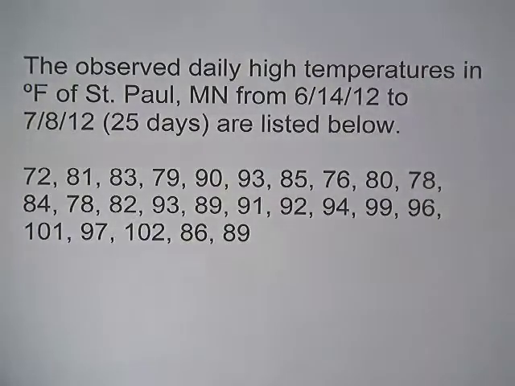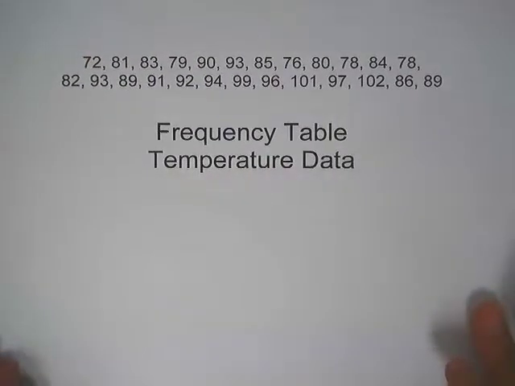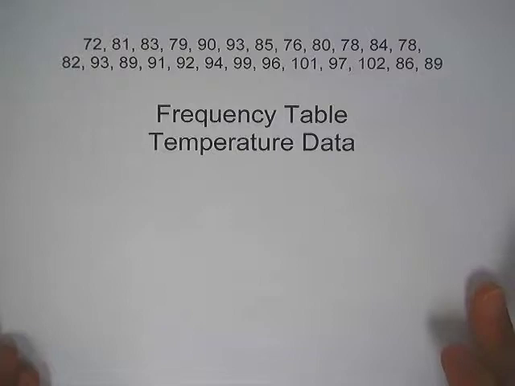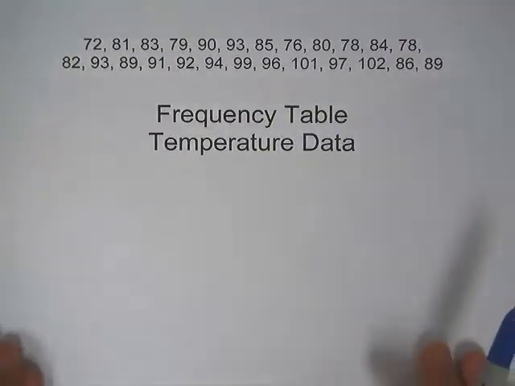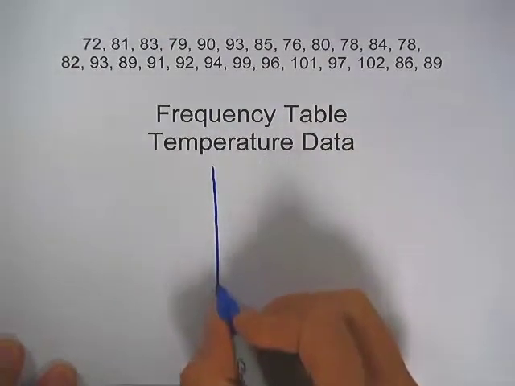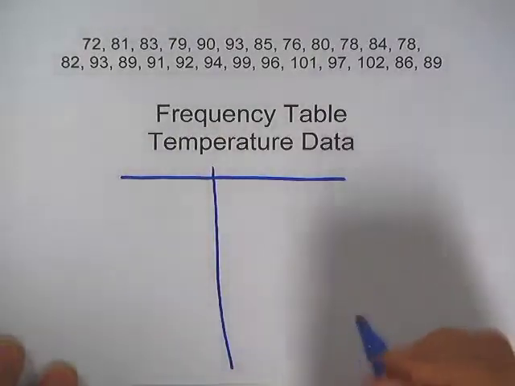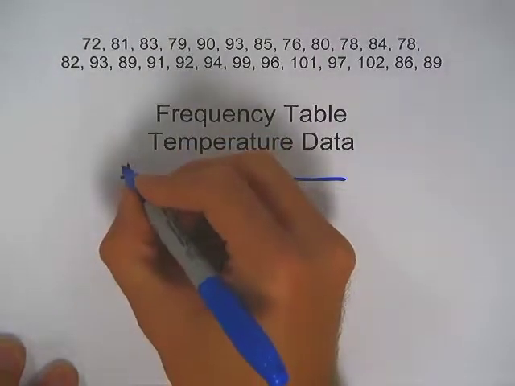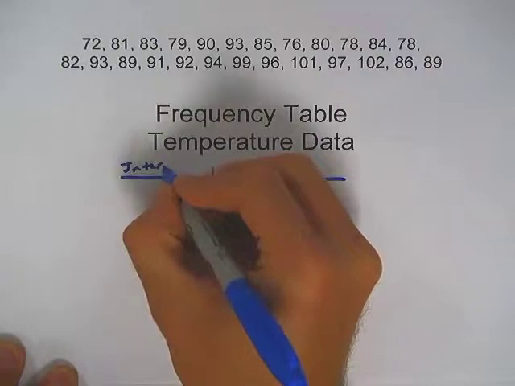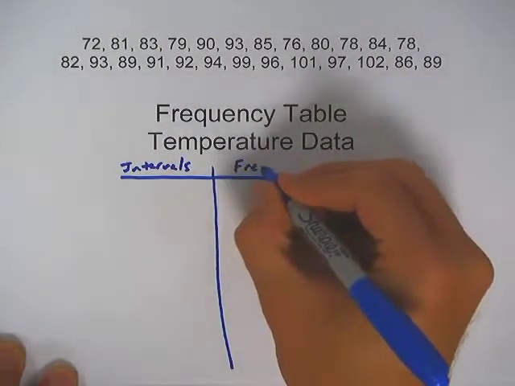Now let's actually categorize the data. We're going to do that using a frequency table. I have the data reproduced up here. This is the same data set as before. When we make our frequency table, we're going to set this up with two columns. One column is going to be the temperature intervals, and the second column will be the frequency.